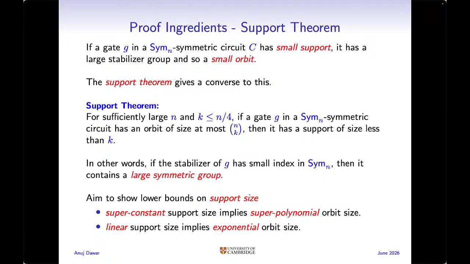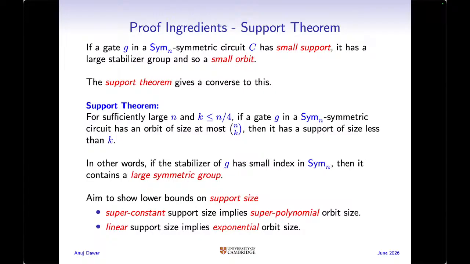Okay, so we're trying to show that basically any circuit for the permanent must contain gates whose support size is super constant, or in fact even linear, and therefore their orbits are necessarily big.